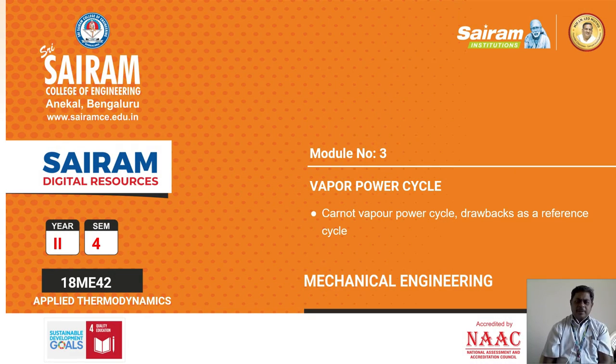In this video, we are going to discuss the vapor power cycle. It comes under module number 3 of applied thermodynamics. Particularly in this video, we will discuss the Carnot vapor power cycle and its drawback as a reference cycle. We will also discuss the limitations of the Carnot vapor power cycle, and apart from that, I will also try to show and explain the derivation and working of a Carnot vapor power cycle by means of an animation.